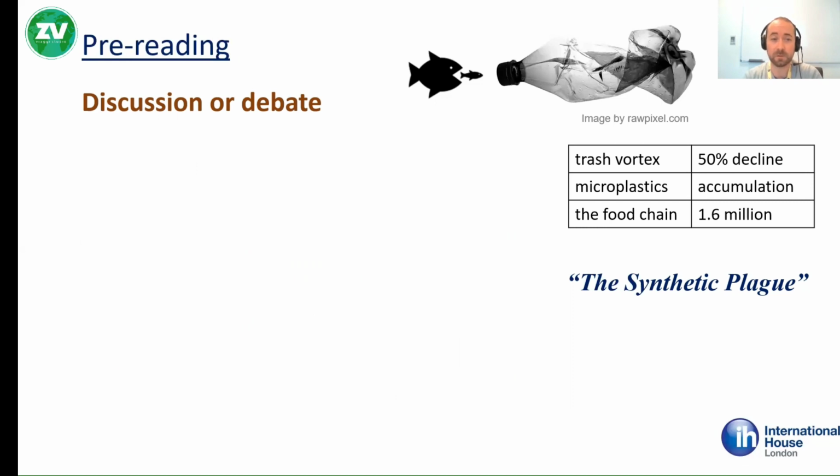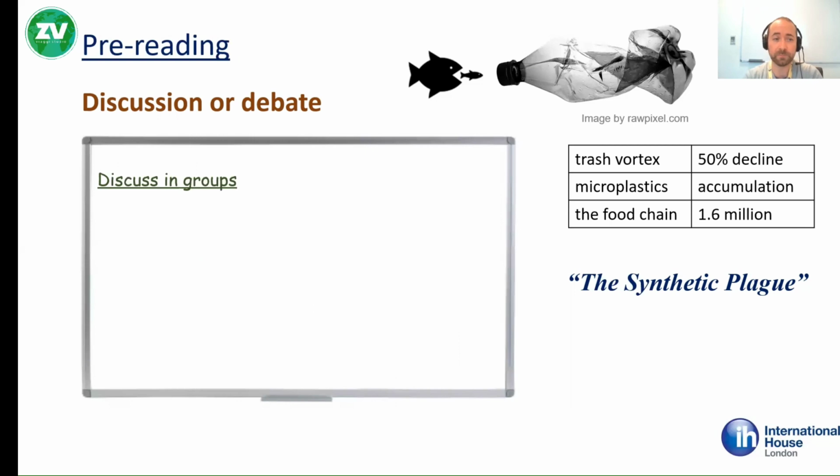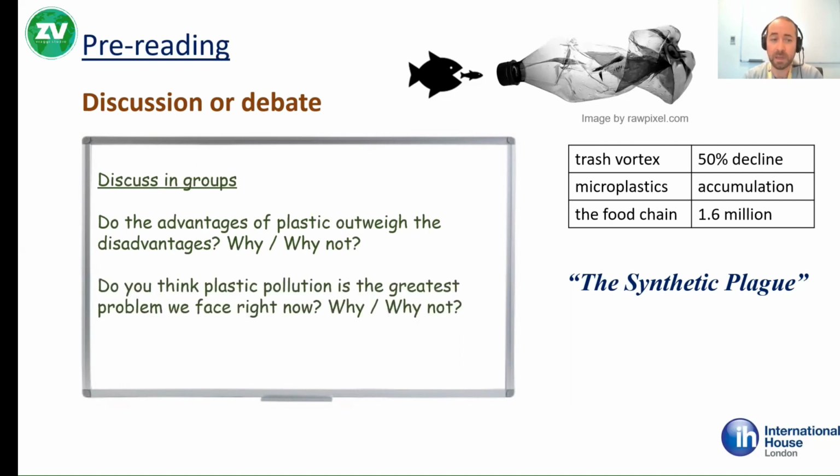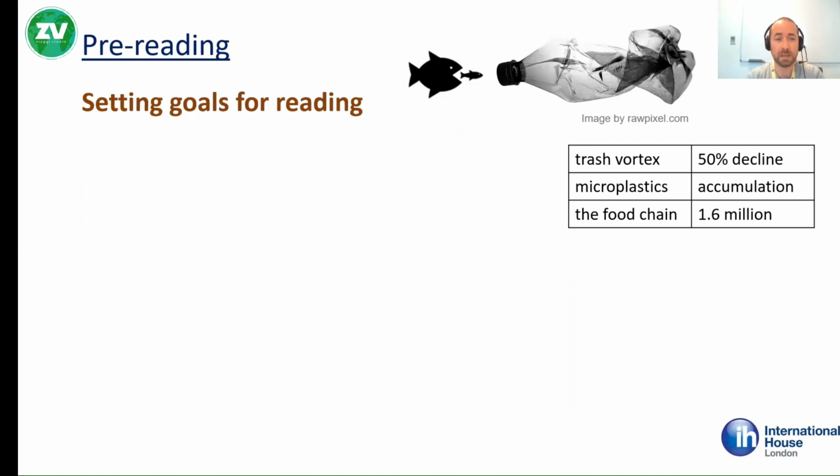Learners can also discuss or debate the topic before reading. For example, they could discuss in groups, Do the advantages of plastic outweigh the disadvantages? Why? Why not? And do you think plastic pollution is the greatest problem we face right now? Learners can also set goals for reading.